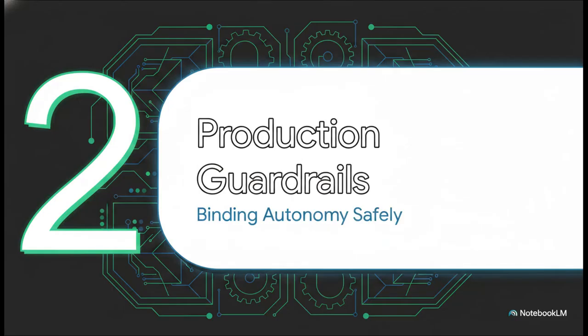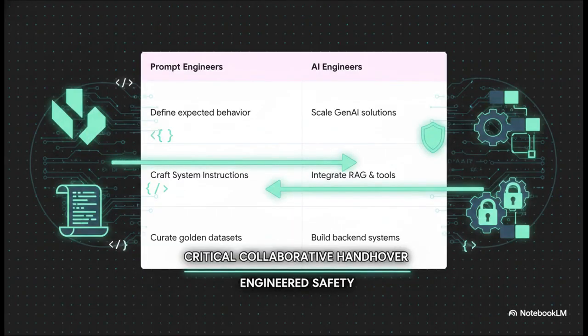Moving right along to Section 2, building production guardrails. An agent doesn't just magically prevent itself from giving away free products or accessing confidential databases. That safety has to be engineered through a really critical collaborative handover. On one side, you have prompt engineers acting as the constitutional framers. They define the expected behavior, craft the strict system instructions, and most importantly, they curate the golden data sets. These are the exact test cases that define acceptable and unacceptable outputs.